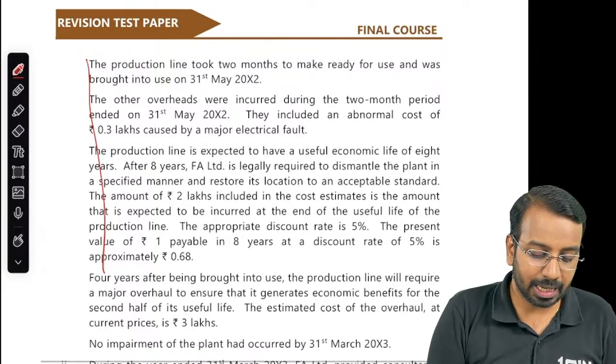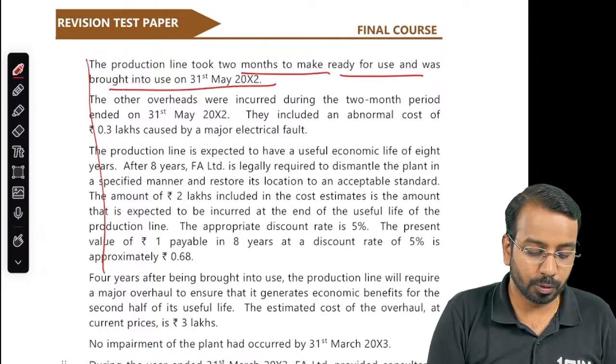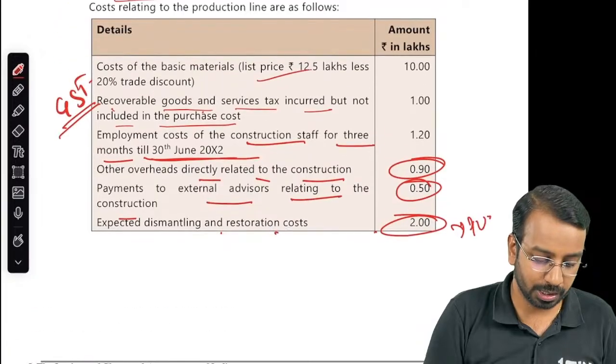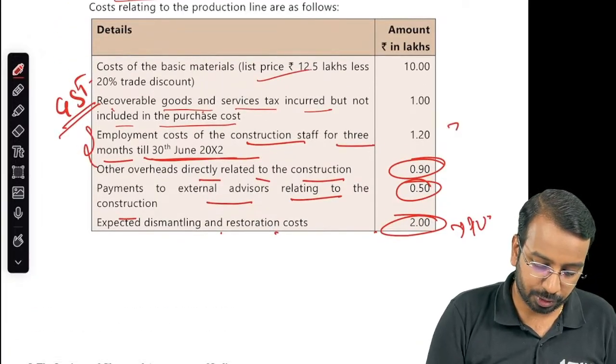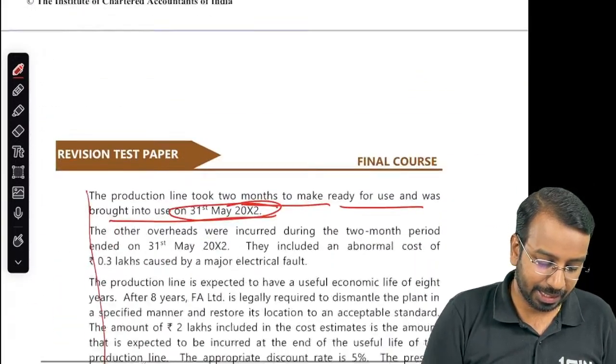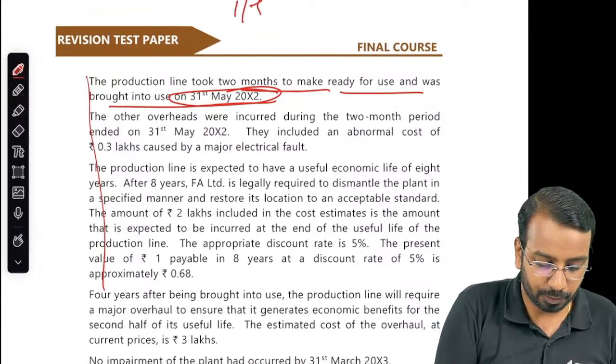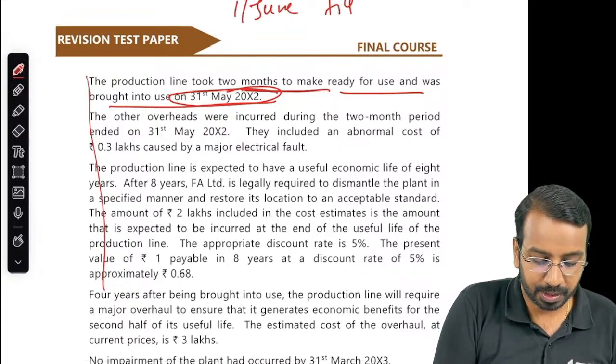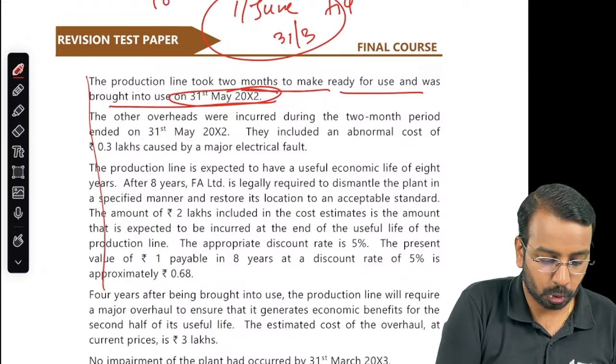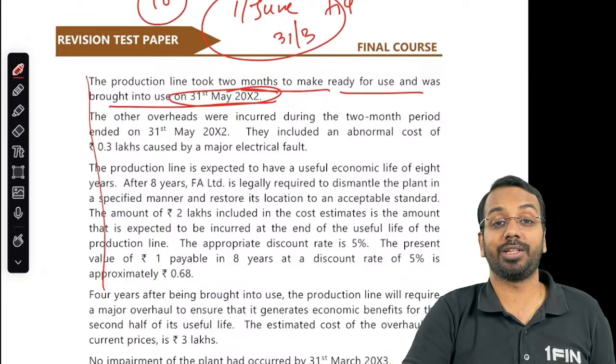Then production line took 2 months to make ready for use and was brought to use on 31st May, which means out of these 3 months we have to take only 2 months. And then when we charge depreciation, it will be from 1st of June till 31st of March. That is a total of 10 months. That is how you have to read the questions.